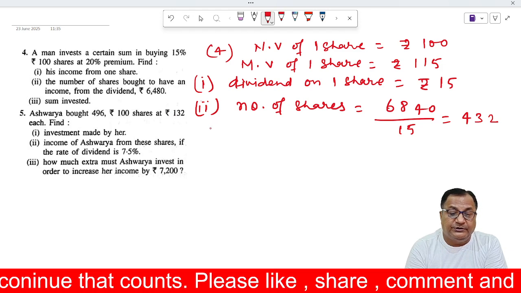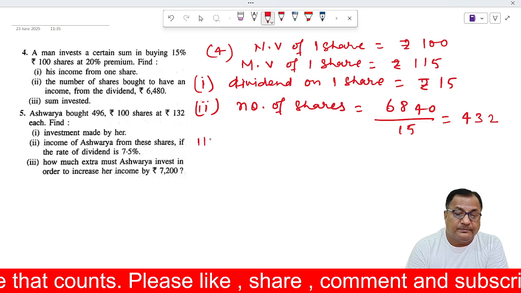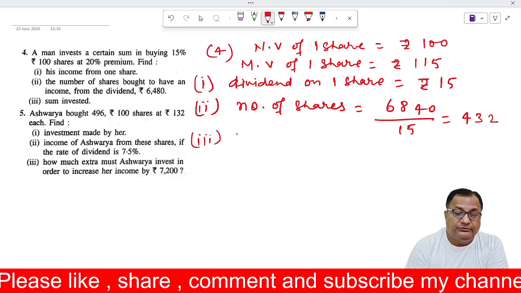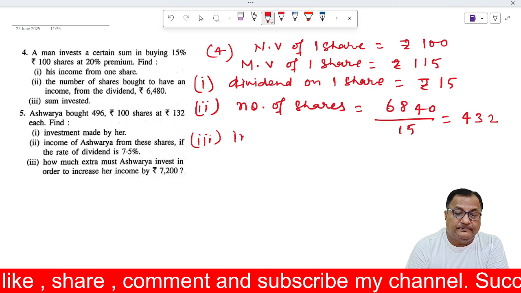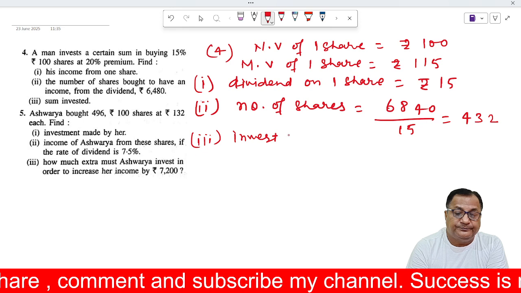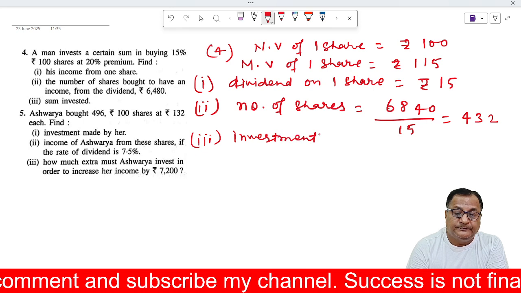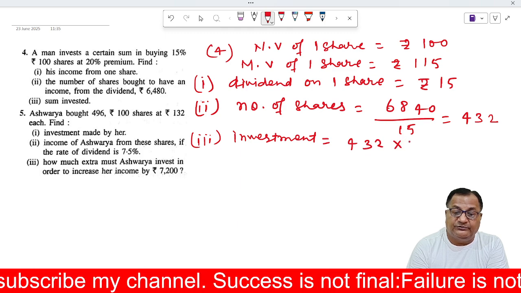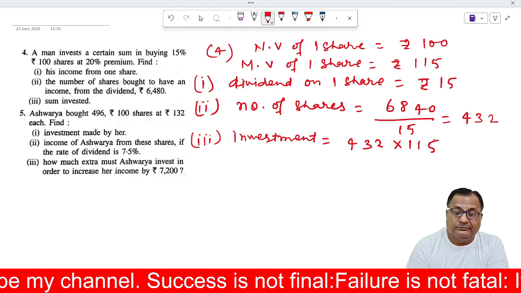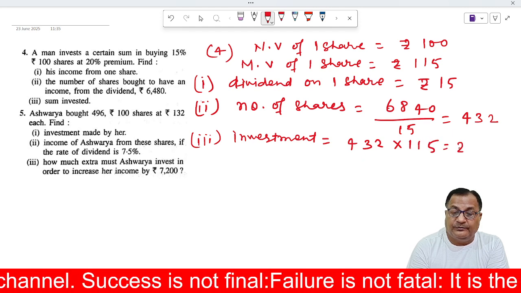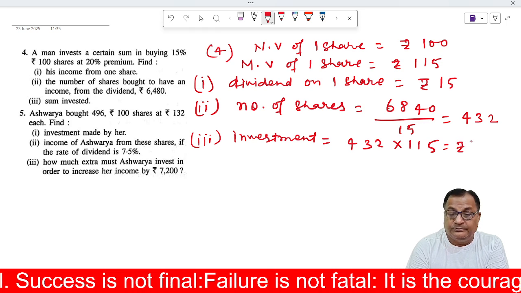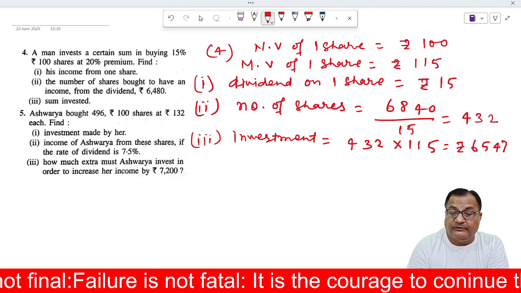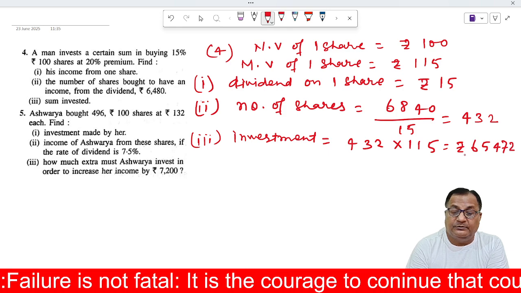Now question number 3. Sum invested. So investment is equal to number of shares 432 times the market value of one share, 115. If you multiply this, we will get rupees 65472.